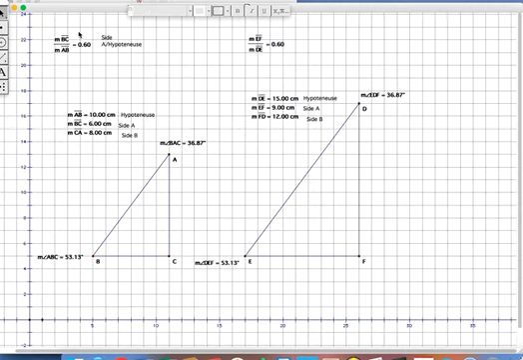So this is what I would like you to do. When the instructions say that they would like you to compare the ratios, this is what it is asking you to do. It's asking you to compare the ratios of the different side lengths. Okay, hope that this helps. Good luck. Happy trigonometry.